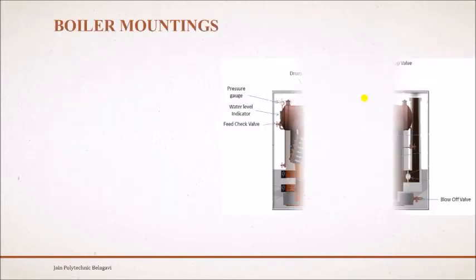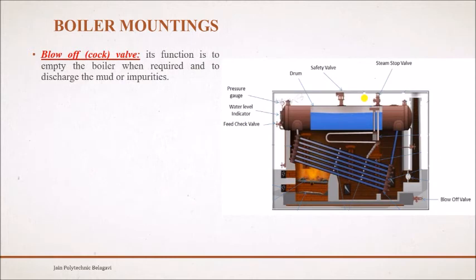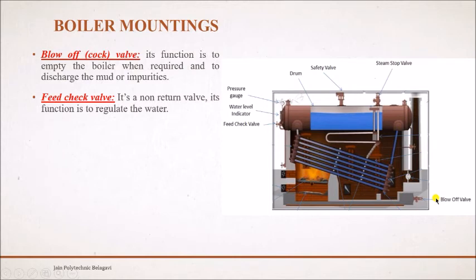So next, we'll see the blow off valve. Its function is to empty the boiler when required and to discharge mud or impurities. You can see here there is a blow off valve. Its function is to empty the boiler when required. Okay, so you want to empty the boiler totally, and you want to discharge all the mud and impurities, at that time this blow off valve is used. Whatever impurities are there go out through this, and once all the impurities have been removed, this blow off valve is closed again. Clear?